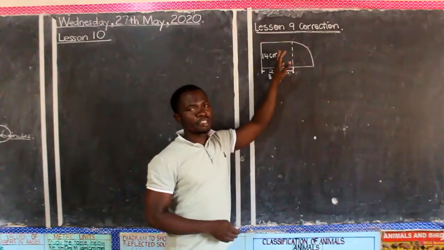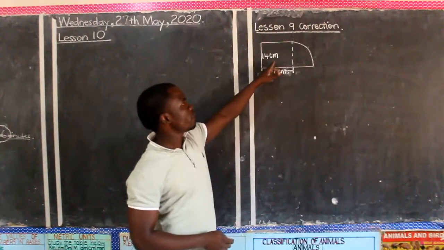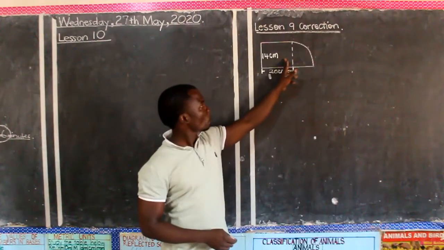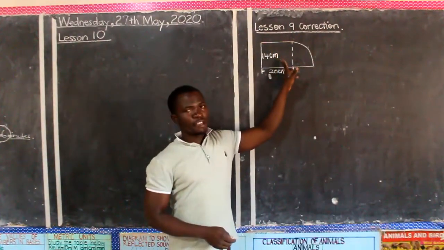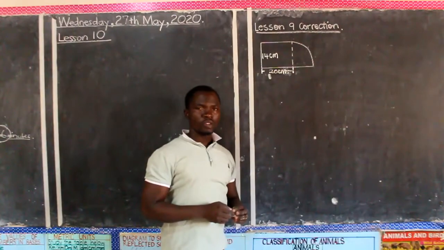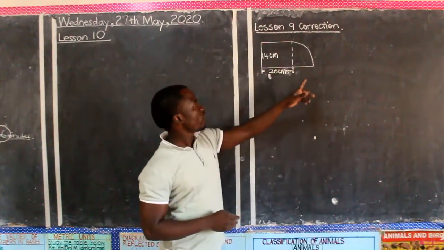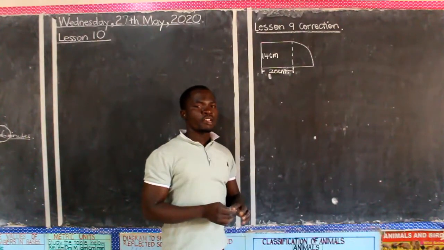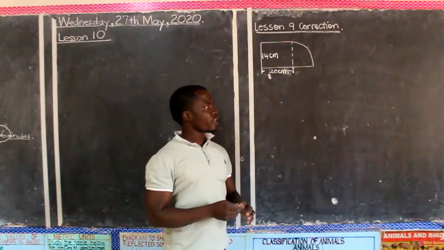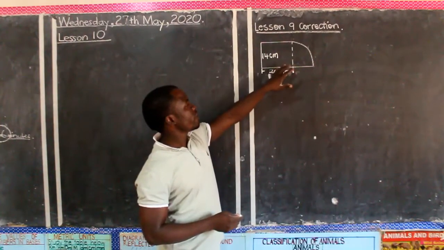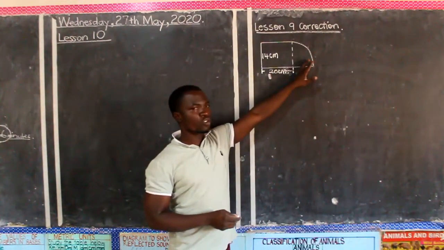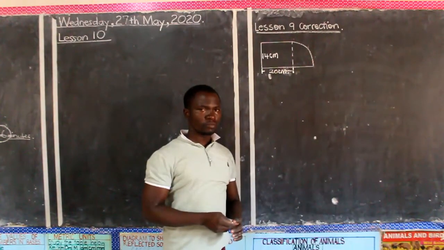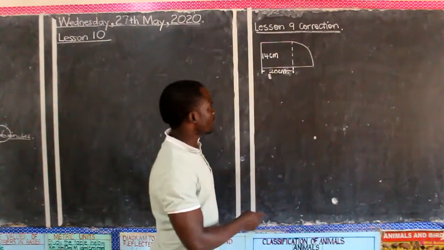So how do we find the area of this? We first find the area of the rectangle. Get me well. First find the area of the rectangle. After doing that, go ahead and also find the area of the quadrant. And then after finishing that, you come down and add the area of the rectangle plus the area of the quadrant. You will have got the area of the whole shape. This is what I'm talking about.